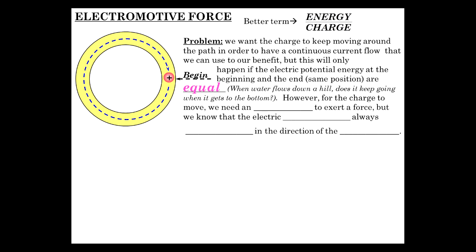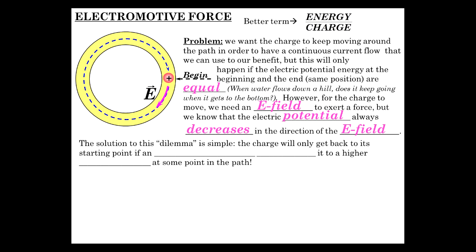For the charge to move, first we need an electric field, because that is what puts forces on the charges. So there's the electric field, but we know that in the direction of the electric field, potential goes down. The electric potential always decreases in the direction of the E field. So that produces a problem. How do we get this charge to move around the path like this? It doesn't want to do that on its own, does it? The potential is just going to keep going down, down, down, and that can't happen. Potential has to be the same in both places.